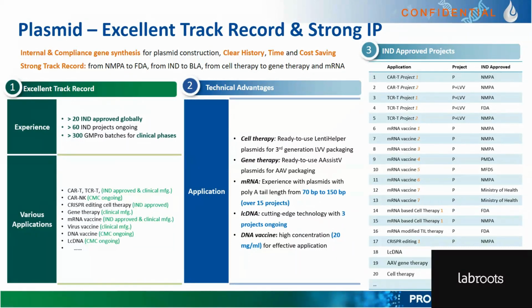We also have extensive experience with plasmid for mRNA with a poly A tail length ranging from 70 to 150 base pairs across more than 15 projects. In addition, we utilize cutting-edge technology for LcDNA with 3 projects currently underway. We offer very high concentration DNA vaccine for effective applications. On the right over here, we're proud to present those highlights for our IND-approved project, which is listed right here.